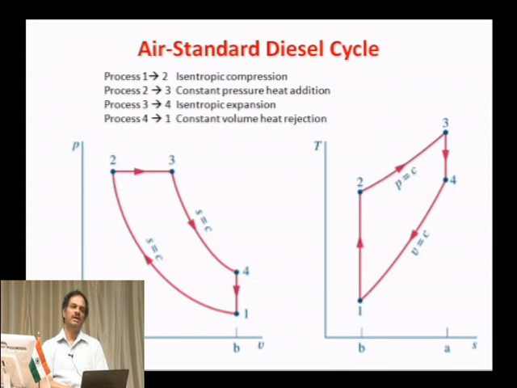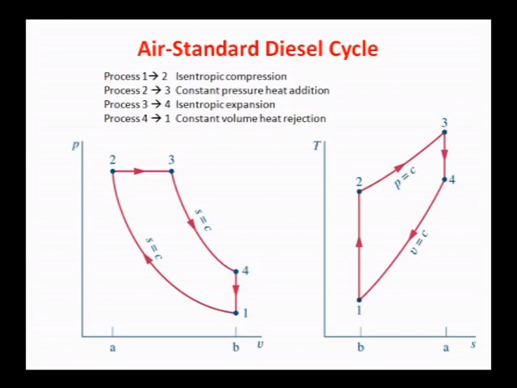Now, you can see this air standard diesel cycle here. 1-2 is the adiabatic compression, that is constant entropy. 2-3 is the constant pressure process. Heat is added at a constant pressure. 3-4 is adiabatic expansion, that is an isentropic process, that means it is a reversible adiabatic process. So, the entropy remains constant here, that you can see in the TS diagram, temperature entropy diagram.